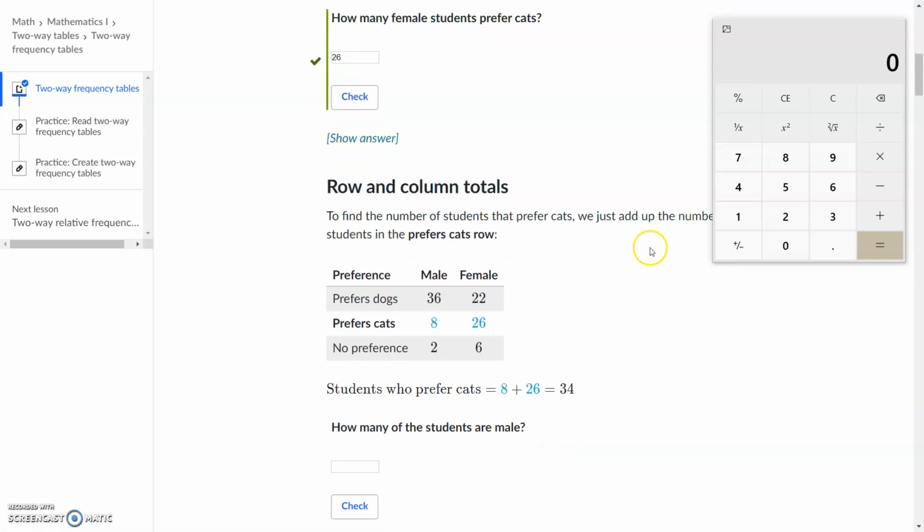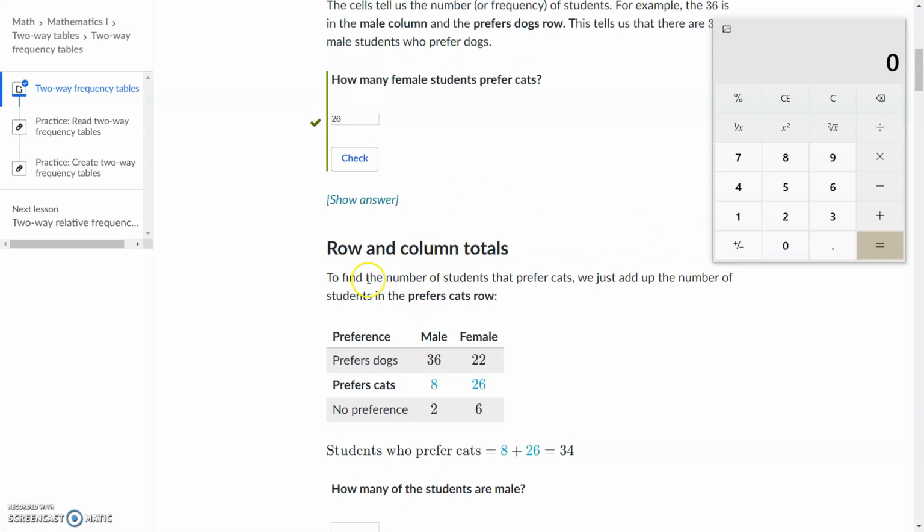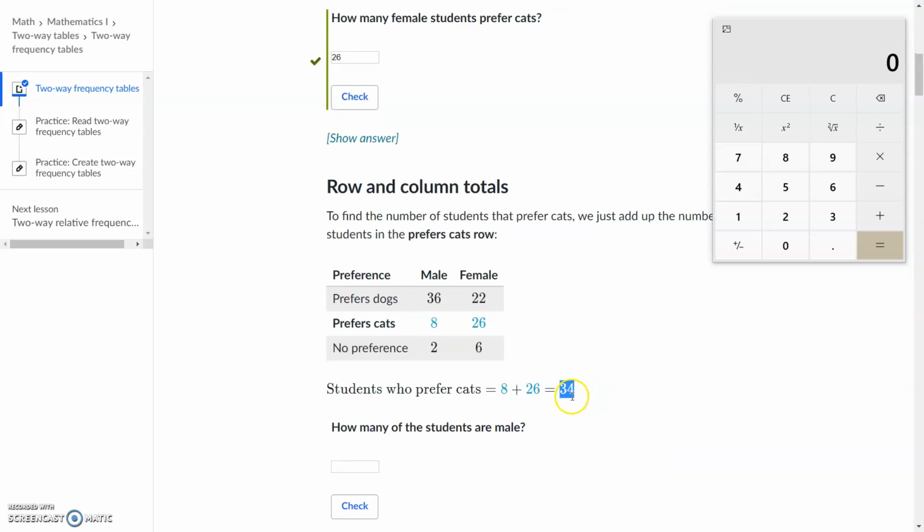Row and column totals. To find the number of students that prefer cats, so not just male or female, but both together, we're going to add up the number of students in the prefers cats row. So here we have prefers cats. If we add the 8 to the 26, we get a total number of 34 students. 34 students prefer cats, both male and female together.